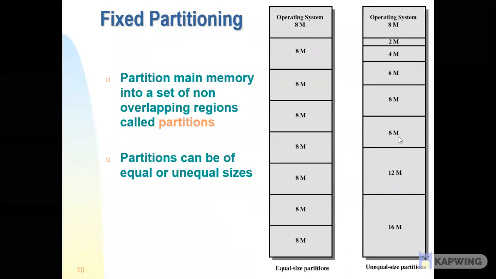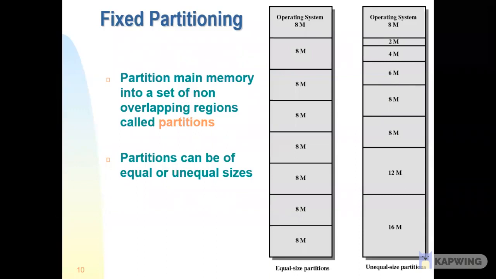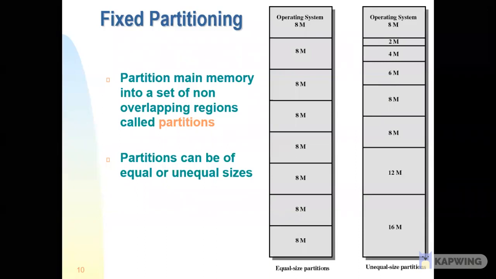Whichever size, suppose you require 5 MB of memory. Now what will happen? If you want to store the 5 MB, you have to store it in the 6 MB. Okay, 1 MB will be the fragmentation. 1 MB will be the wastage. So this is what happens in fixed partition. There will be internal fragmentation.